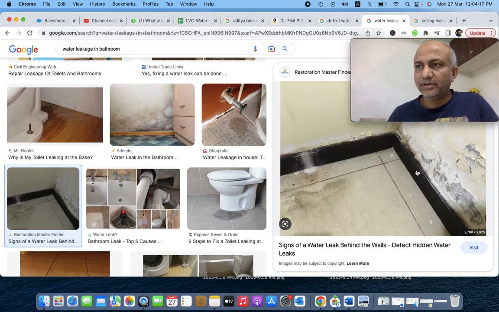Either it could be in the bathroom or it could be in the terrace, which is exposed to outside rainfall, or maybe the kitchen. Okay, the source can be anything, but the source is within that house. If the leakage marks that you are seeing here are just above the skirting, it could be 4 or 5 feet from the floor. That means the water is rising from the floor to above 4 to 5 feet within the house. So that means the leakage is within the house.